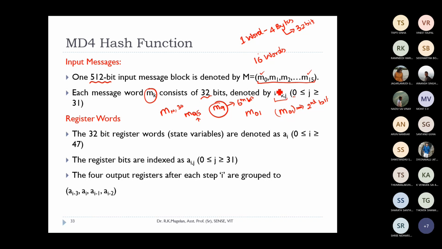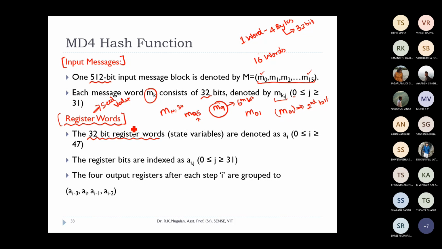I hope this is clear now, right? This is all about the input message you people have to know. Then come the register words. This is a technical term used only in our MD4, which is nothing but the name given for our seed value. The seed value is also called register words. How many bits make up the register words? 32 bits make a register word. So 32-bit register words means how many words are present there? Can anyone tell?